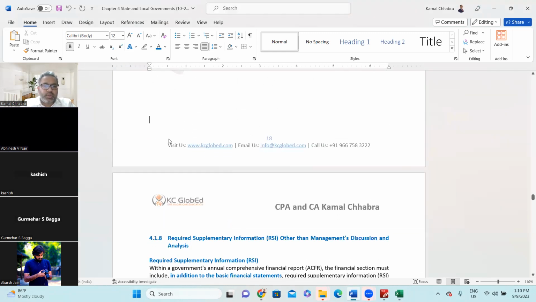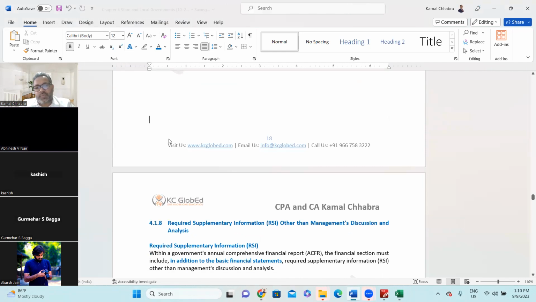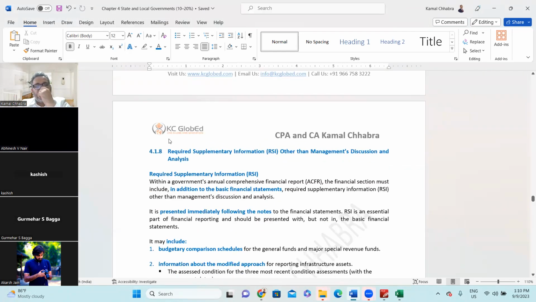Okay. So now we are jumping on to the next topic, which is required supplementary information, other than management discussion and analysis. So we are at 4.1.8, required supplementary information. It includes a lot of things: management discussion and analysis, budgetary information, they all come under the required supplementary information. Within the government annual comprehensive financial report, the financial section must include, in addition to the basic financial statements, the required supplementary information other than management discussion and analysis, which we have studied earlier.